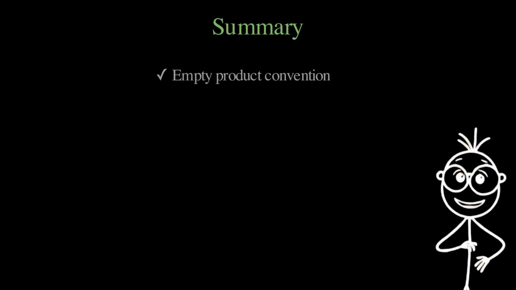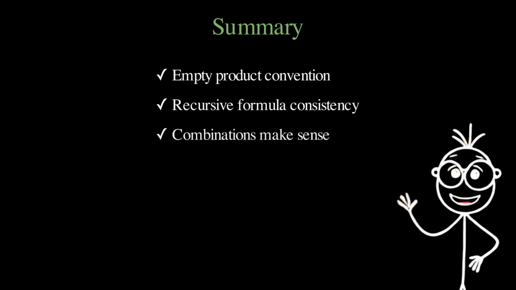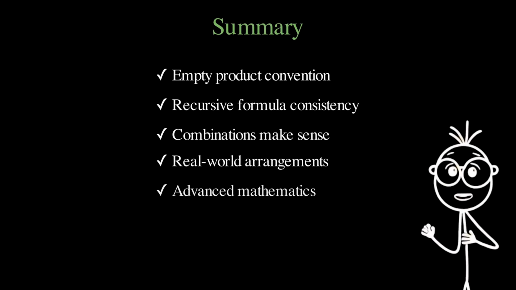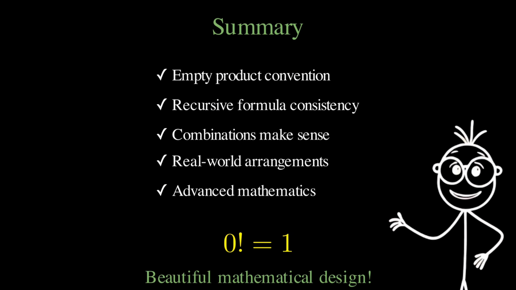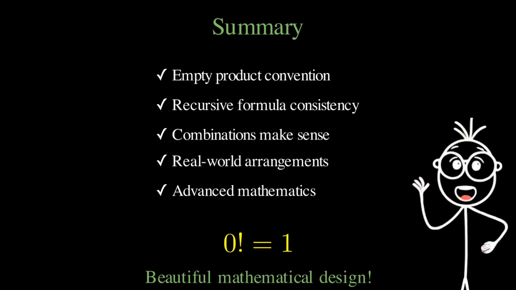In summary, defining 0 factorial as 1 makes mathematics cleaner, more consistent, and avoids unnecessary exceptions. It's not a trick, it's beautiful design. Next time you encounter factorials, remember, even nothing has a productive value in math.